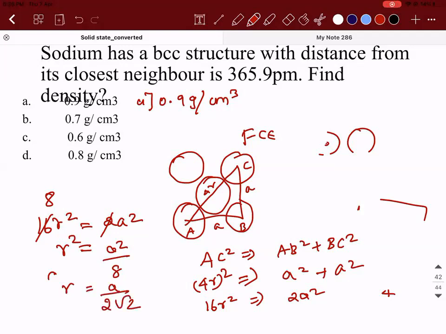What you have learned so far? Done? See, for BCC, what happened? The center point will be there. It is connected to all. Now you guys clear? Everyone got clear? This is a basic thing. Clear? So now have you calculated for this problem?